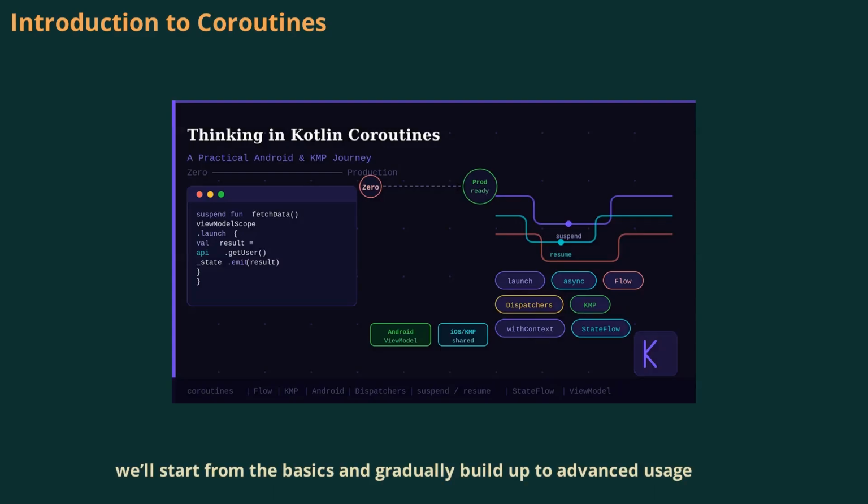In this video, we'll start from the basics and gradually build up to advanced usage, focusing on both Android and Kotlin Multiplatform, KMP projects. Whether you're a beginner or looking to sharpen your skills, this guide will help you write readable, maintainable async code that integrates seamlessly with ViewModels, flows, and shared logic. Let's dive in and see how coroutines can transform your development workflow.